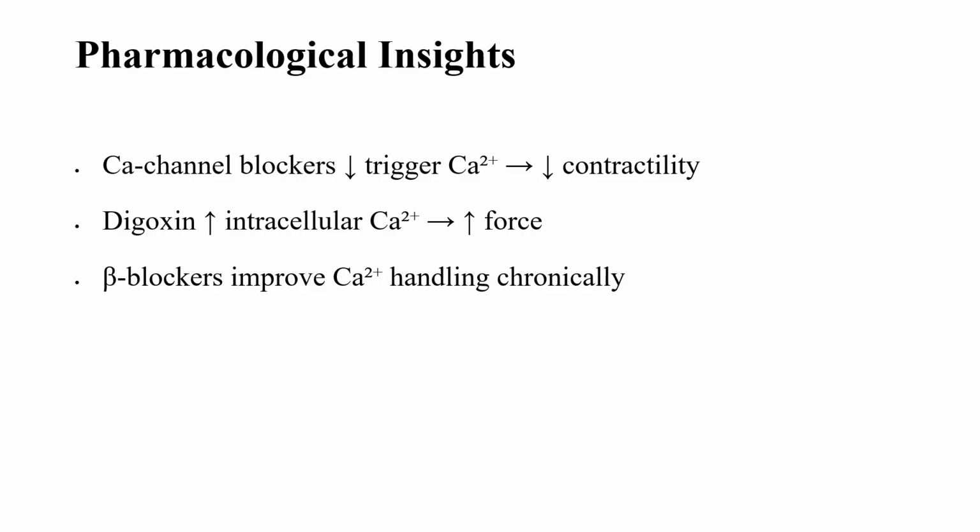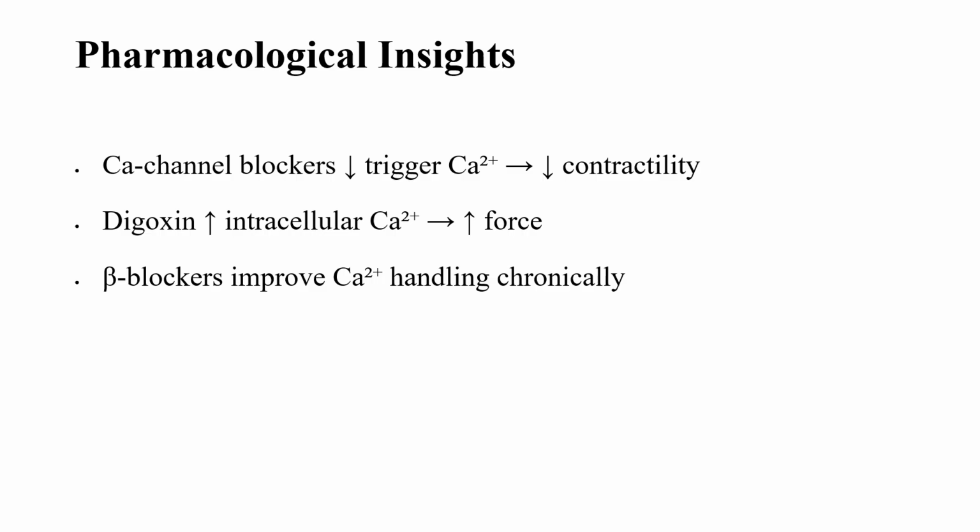Next, you have a drug, digoxin, a cardiac glycoside, which works in the opposite direction. It inhibits the sodium-potassium ATPase, which indirectly reduces the activity of the sodium-calcium ion exchanger. As a result, more calcium stays inside the cell, increasing the calcium available for each contraction, producing a stronger heartbeat. That's why digoxin is used to improve cardiac output in heart failure.